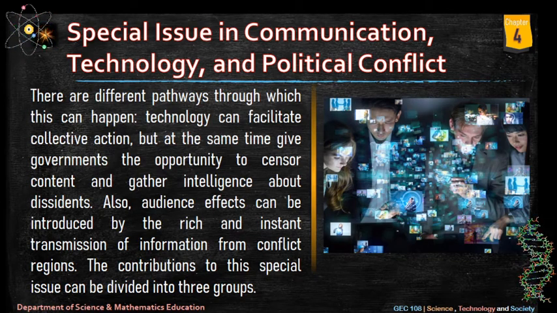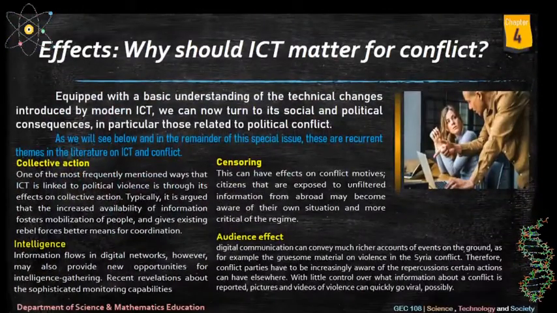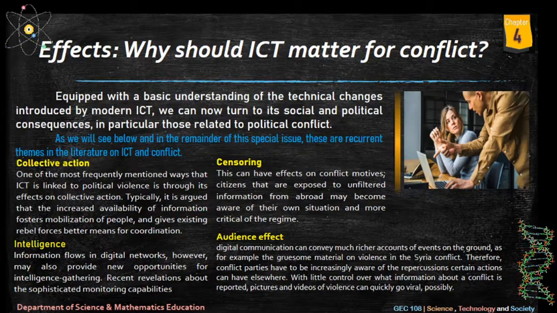The contributions to this special issue can be divided into three groups. Effects. Why should ICT matter for conflict? Equipped with a basic understanding of the technical changes introduced by modern ICT, we can now turn to its social and political consequences, in particular those related to political conflict. As we will see below and in the remainder of this special issue, these are recurrent themes in the literature on ICT and conflict. Collective action.